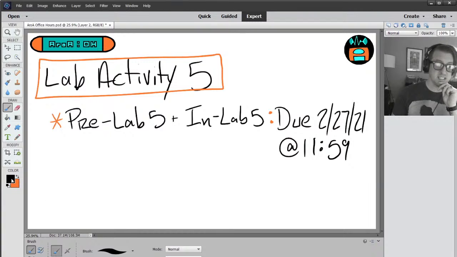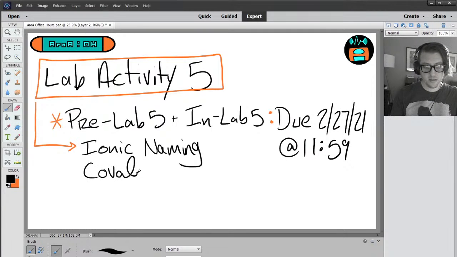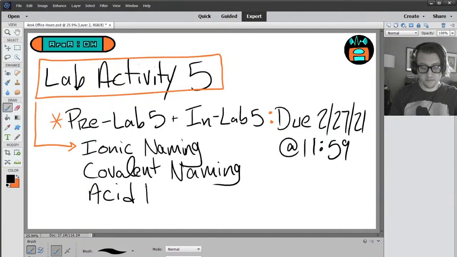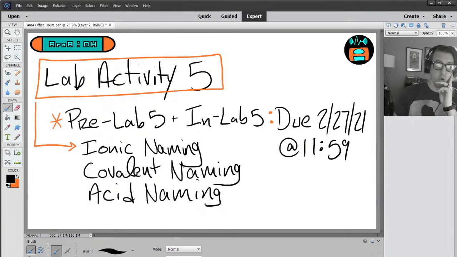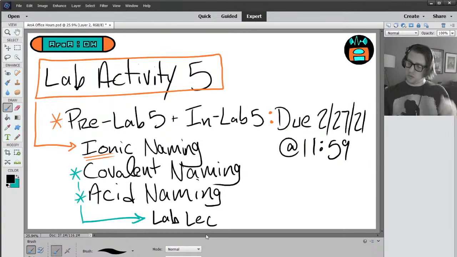The reason for this is Lab Activity 5 covers 3 things. Ionic naming or nomenclature, covalent naming, and acid naming. We are going to begin ionic nomenclature, ionic naming in lecture today, but covalent naming and acid naming I'm covering in a lab lecture tonight. So I didn't, because we're a little bit behind schedule.